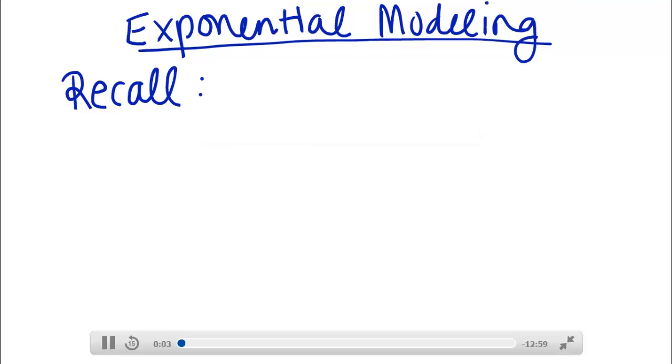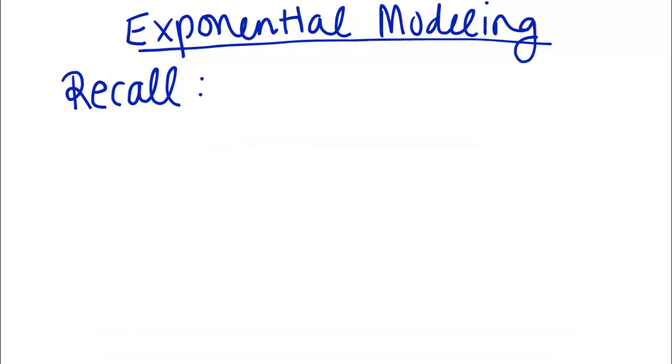Notes are about exponential modeling. Our goal for these notes is to be able to use an exponential function in different real-world situations to model either growth or decay, just like we talked about in class today. First off, we want to recall the general form of an exponential model, and we can say that some function, f of x, is equal to a times b to the x.